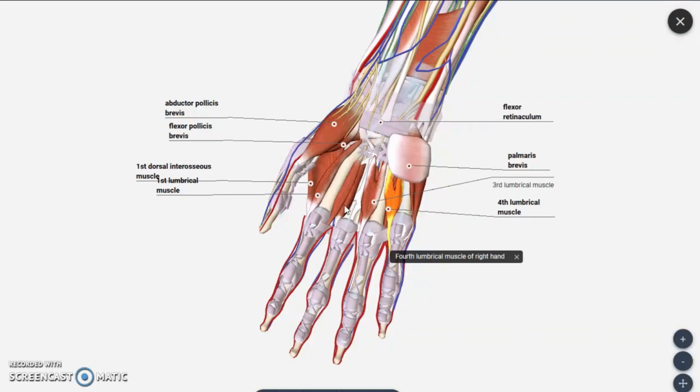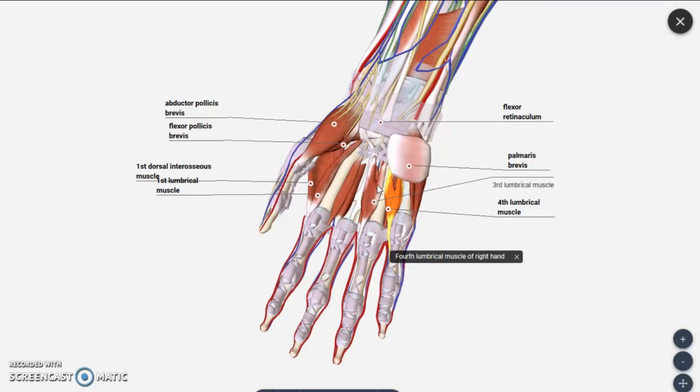So the second lumbrical is not seen properly here. What you are seeing is the first lumbrical, third lumbrical, and fourth lumbrical. Here we will be having another lumbrical seen, and that lumbrical muscle we will call the second lumbrical muscle. So altogether we will be having 4 lumbricals. Among that, first and second lumbrical will be unipinnate, and third and fourth will be bipinnate.